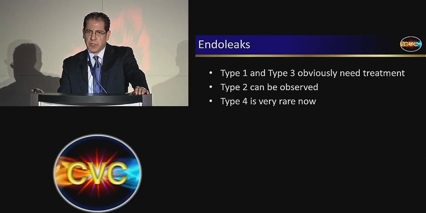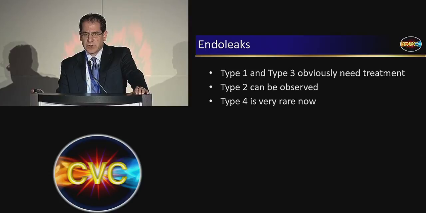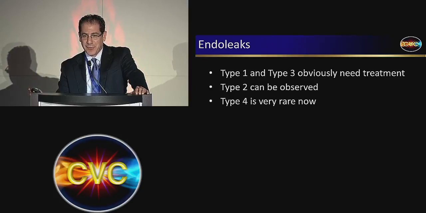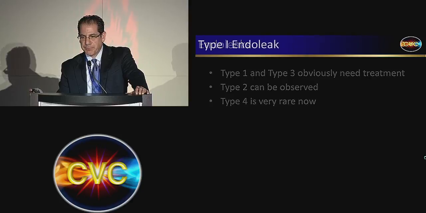Type 2s clearly can be observed. Dr. Hussein's live case earlier today was a great example. That was actually a fairly large type 2 endoleak. Dr. Ramaya and I have a disagreement. I think that one's not going away. He said it is. And I think type 4 is very rare.